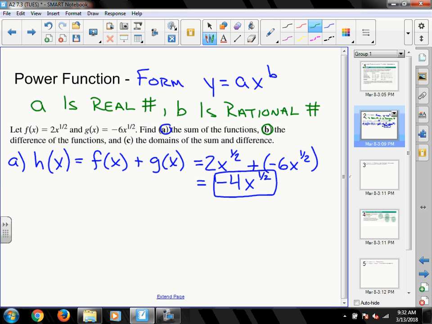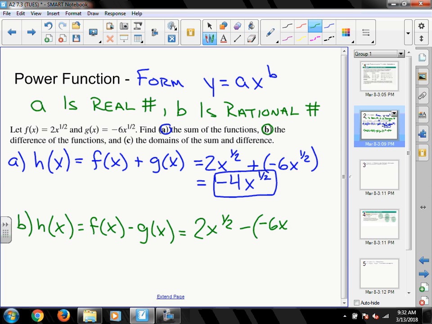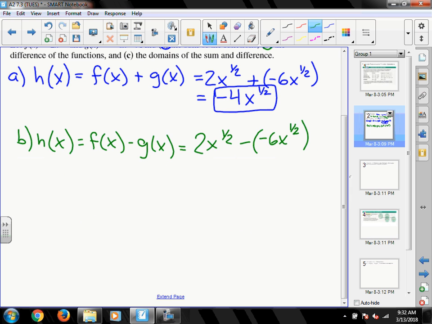B, we're going to find the difference of the functions. What does difference mean? Good. So h of x is going to be f of x minus g of x. So instead of 2x to the 1/2 plus negative 6x to the 1/2, we're going to get 2x to the 1/2 minus negative 6x to the 1/2. Looks like I'm subtracting a negative, which is the same thing as adding a positive. 8x to the 1/2 power.